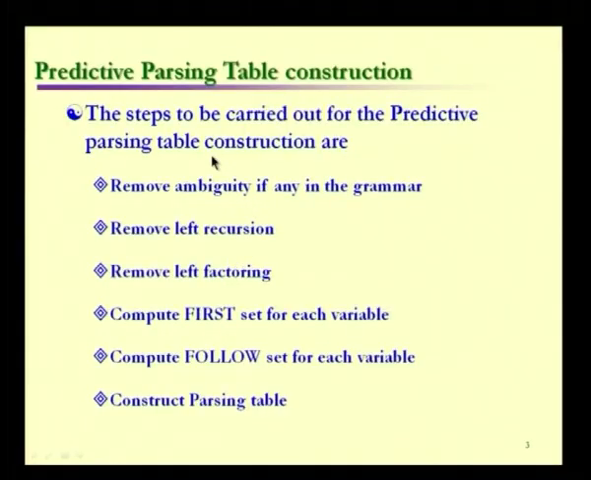As a result of this, the grammar being obtained will be subjected to computing the two sets called the first set and the follow set. After doing this, we can go for constructing the predictive parsing table. So here is the procedure. The steps to be carried out for the predictive parsing table construction are: remove ambiguity if any, remove left recursion if any, remove left factoring if any, then compute the first set, then compute the follow set, and then you can go for constructing the parsing table.